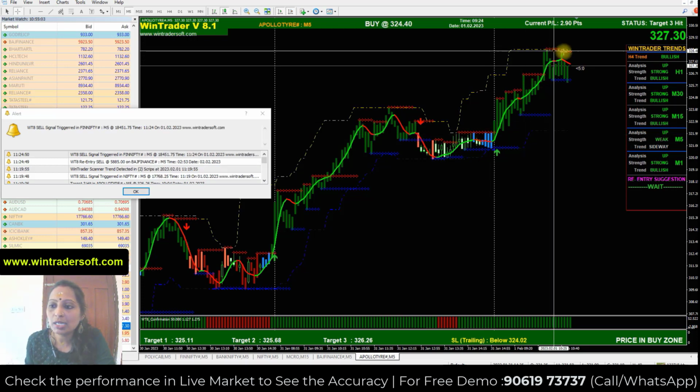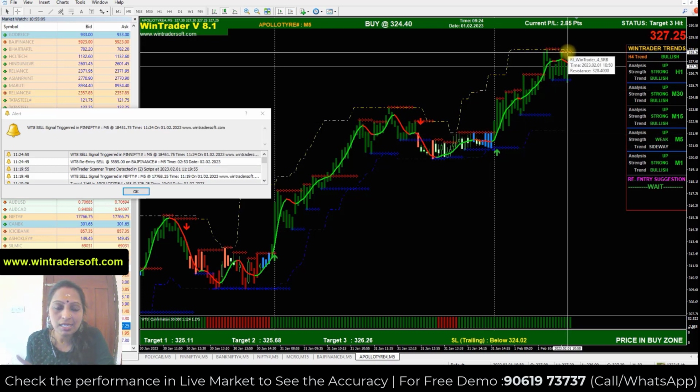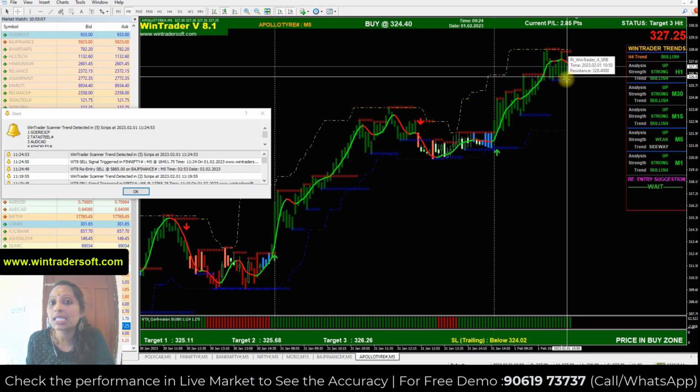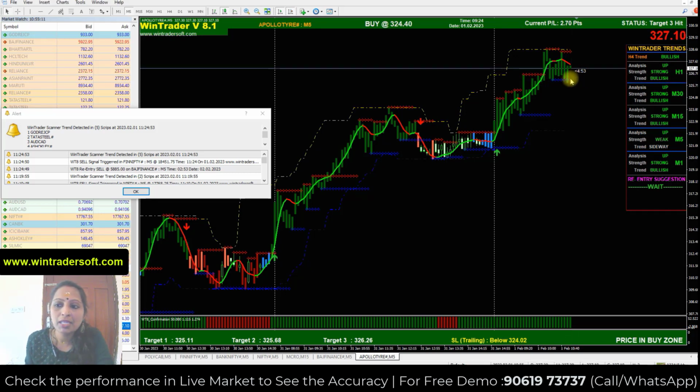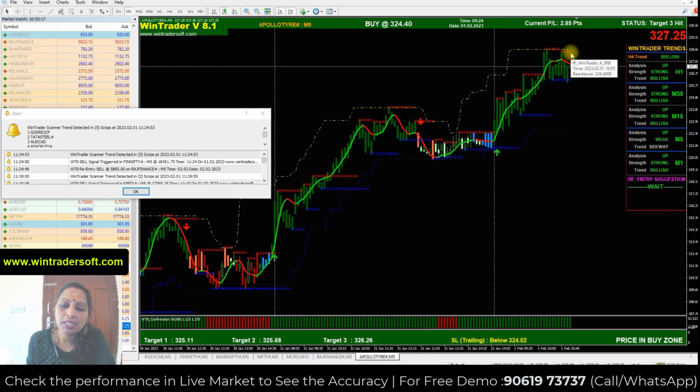You can see these red stars, that is the resistance level of the market, and the blue ones are the support level of the market. Currently the market is slightly going down, and if it breaks the support level, then there is a chance the sell signal will come. Otherwise, if the market goes up again and breaks the resistance level, then the market will go up again.